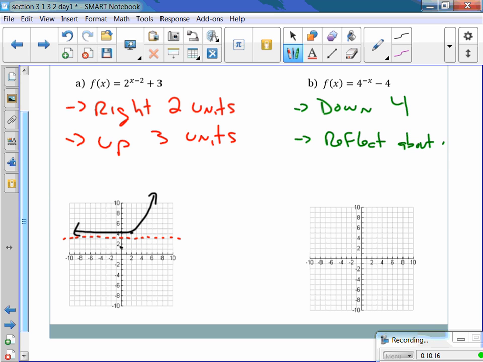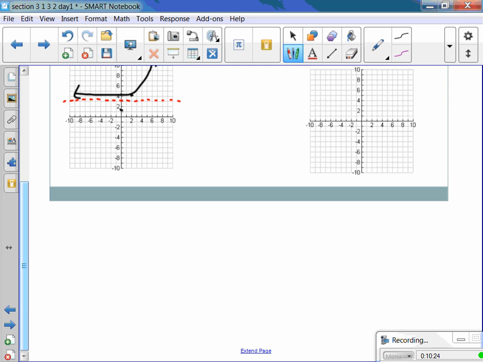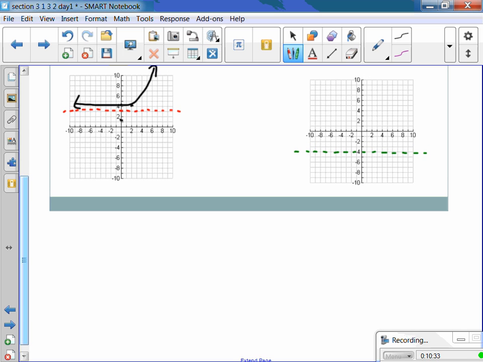Absolutely. So down 4, reflection about the y-axis. So the down 4 did what to us? All right, so at negative 4. Likewise, it took our intercept, which is at 0, 1. It went down 4 units to 0, -3.